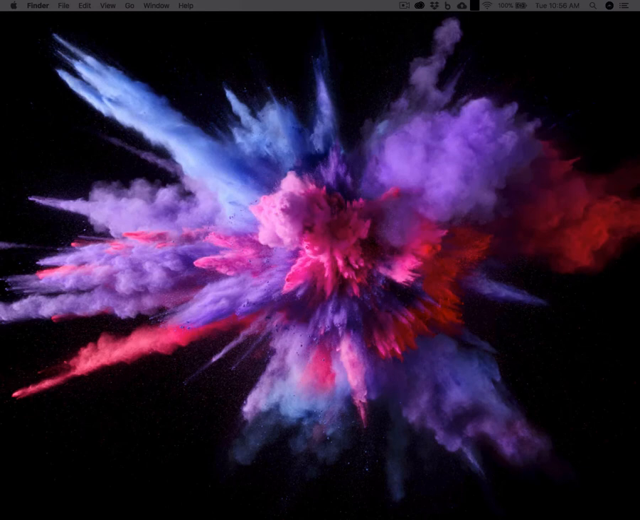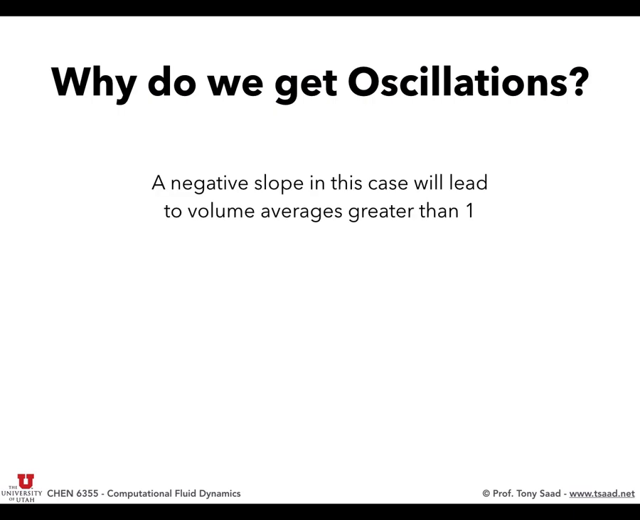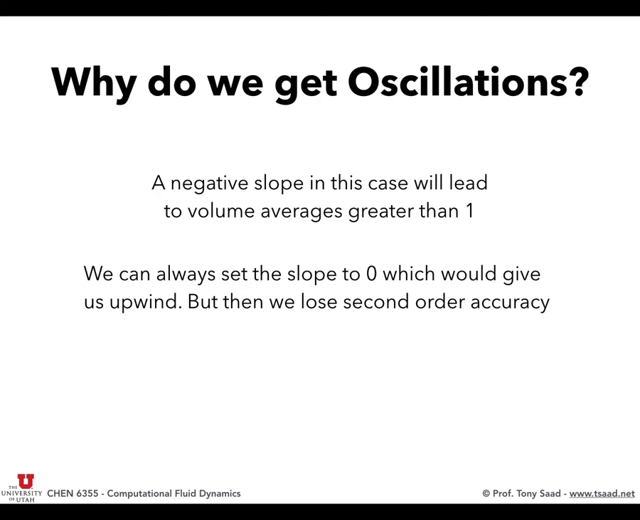Okay. So why do we get oscillations? This is why we get oscillations. All right. So a negative slope in this case will lead to a volume average less than 1. Now we can always set the slope to be 0, which would give us upwind, but then we lose second order accuracy. So what do we want?